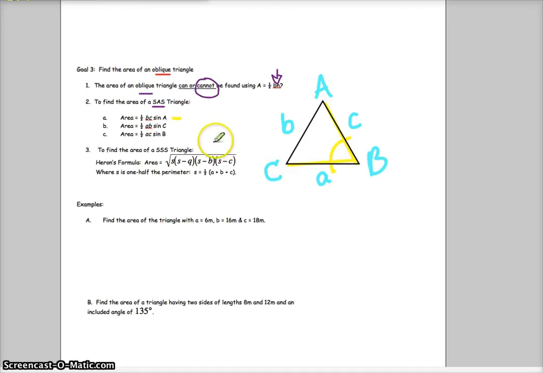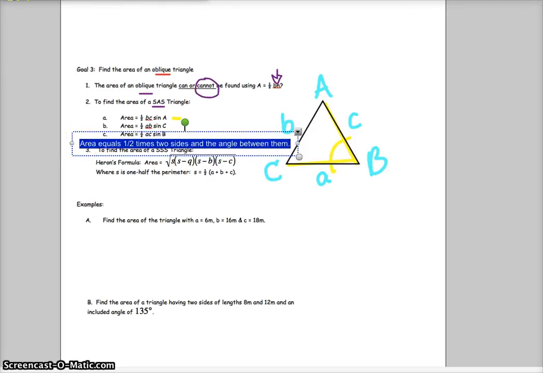So I want you to hopefully understand that when you're using 1/2 BC sine A, really what you're using is 1/2 two sides and the angle between them. So this formula can be thought of as area equals 1/2 times two sides and the angle between them. All right, so that's how we would find the area of an oblique triangle where we only know two sides and the angle between them.